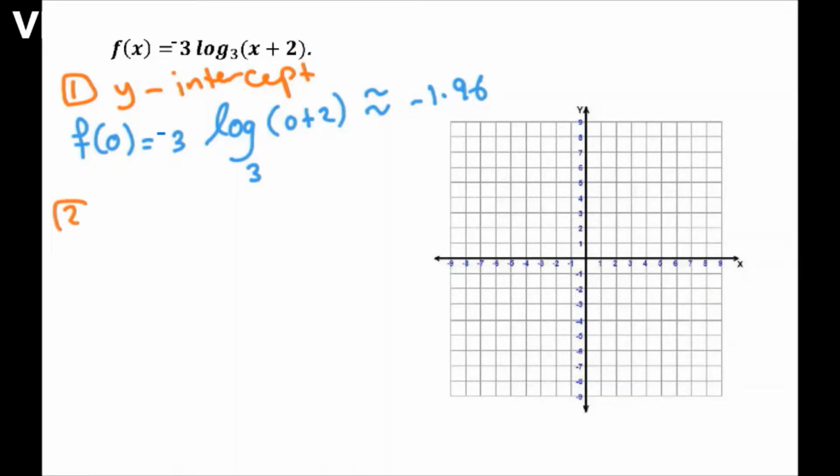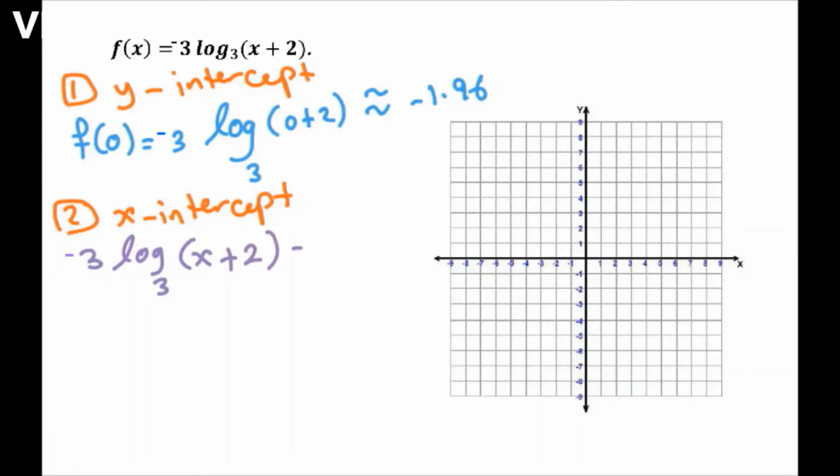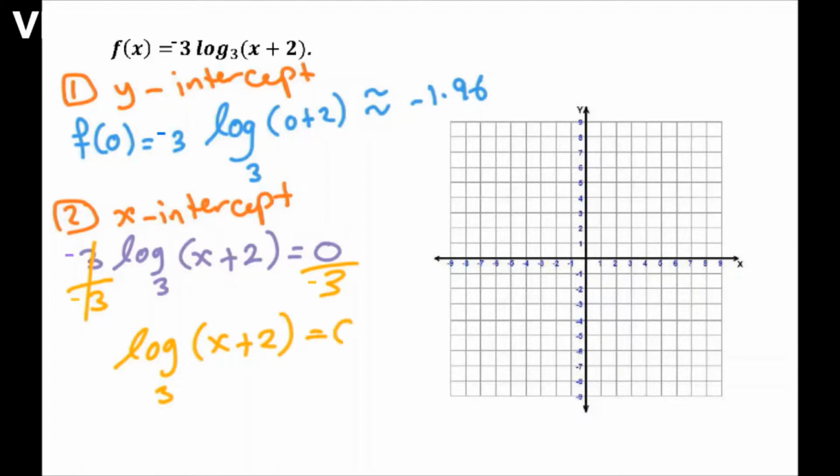Then x-intercept, which is when you make the equation equal to 0 and you solve it. Now I need to rid out of the 3. I will divide both sides by 3. I'm going to add log. Then you write it as an exponential, 3 to the power of 0. That means x plus 2 equals 3 to the power of 0, which is 1. So then x equals 1 minus 2, which is negative 1.